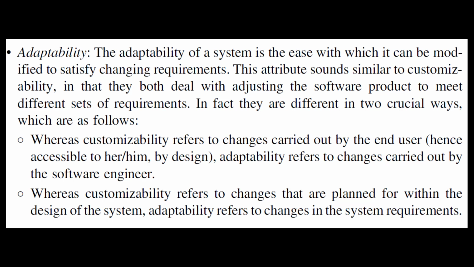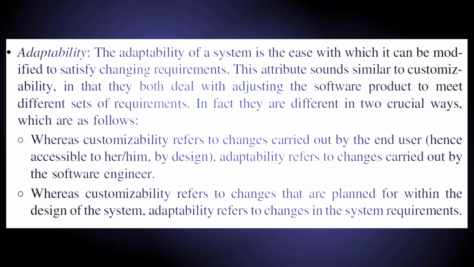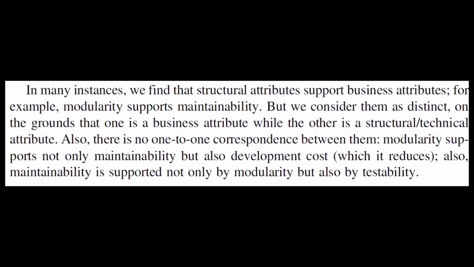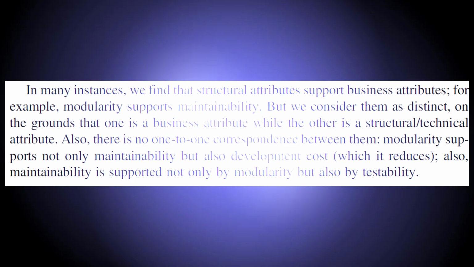Whereas customizability refers to changes that are planned for within the design of the system, adaptability refers to changes in the system requirements. In many instances, we find that structural attributes support business attributes. For example, modularity supports maintainability. But we consider them as distinct, on the grounds that one is a business attribute, while the other is a structural/technical attribute. Also, there is no one-to-one correspondence between them. Modularity supports not only maintainability, but also development cost, which it reduces. Also, maintainability is supported not only by modularity, but also by testability.